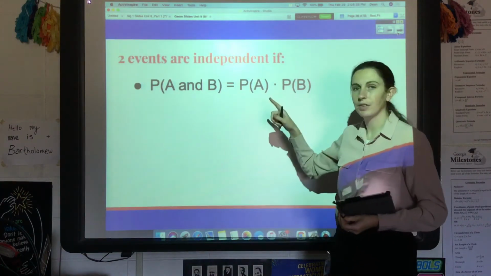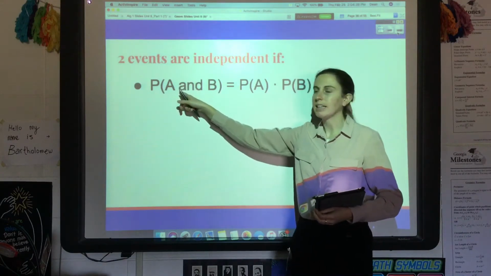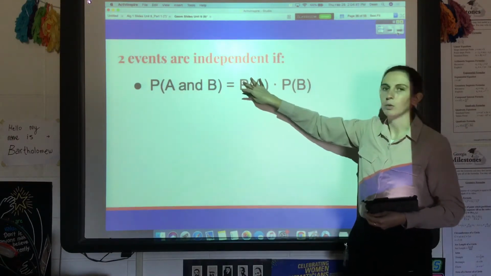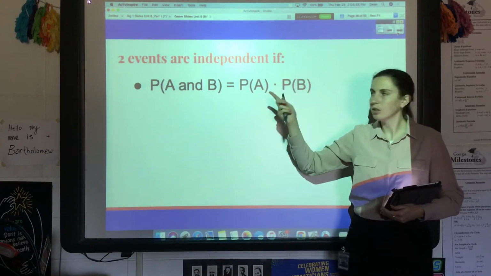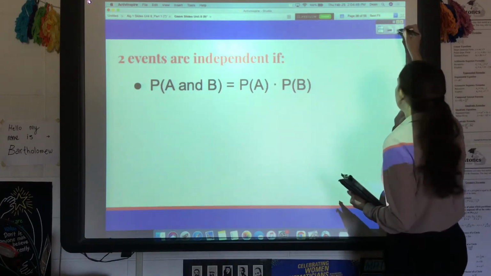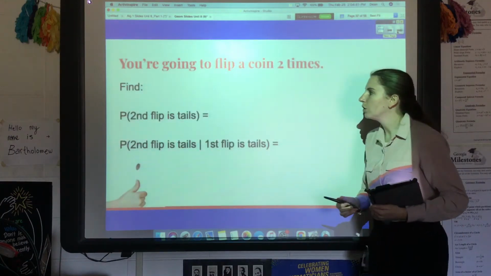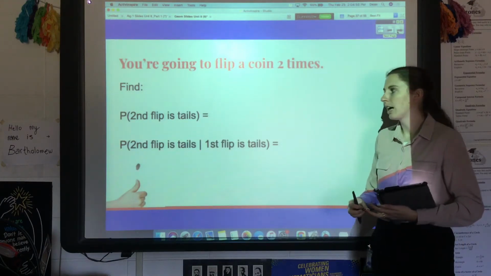You can tell two events are independent if their combined probability is the same as the probability of one times the probability of another. So that's one test you can do to see if two events are independent. There's another test that I'm going to introduce today. To introduce it, imagine you're going to flip a coin 2 times.